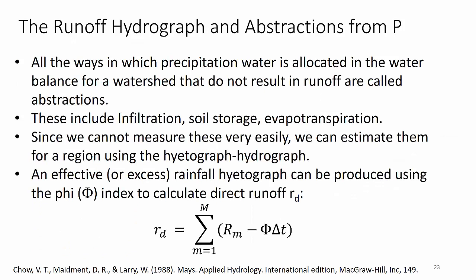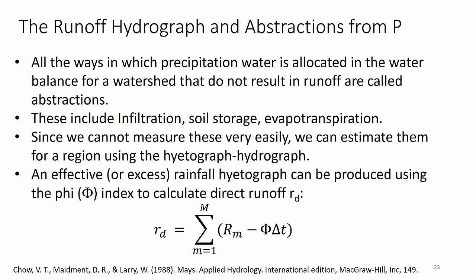The runoff hydrograph is a way to calculate total effective rainfall, which is to say total volume of water running off the watershed. All the ways in which that water is directed away from runoff are called abstractions. These include infiltration, soil storage, evapotranspiration. Since we can't measure these very easily, we estimate them for a region using the hydrograph.